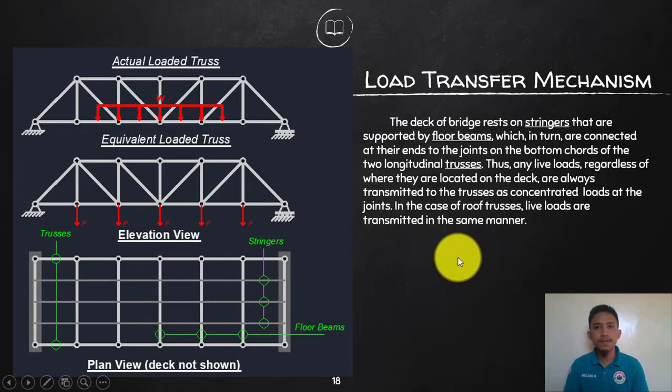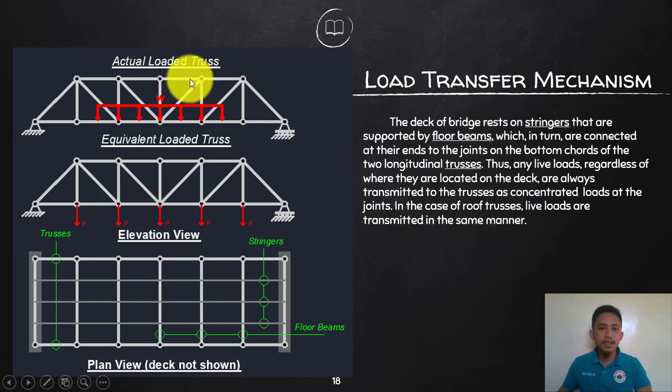But before that, we first need to understand the load transfer mechanism of trusses, since this is where the difference between trusses and the rigidly connected structures, which are the frames and beams, happens. If you say trusses, that could be a bridge truss or a roof truss. The concept of the load transfer mechanism is the same.